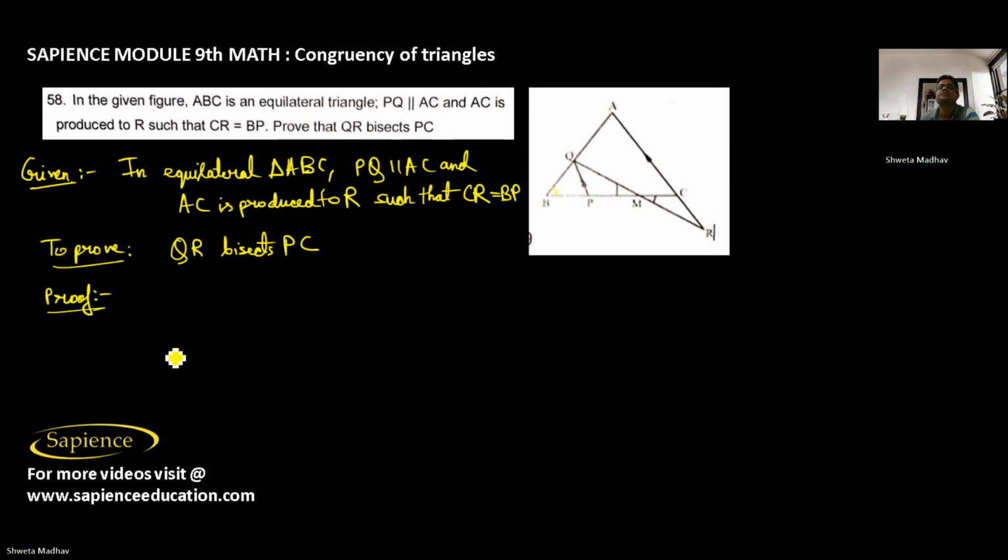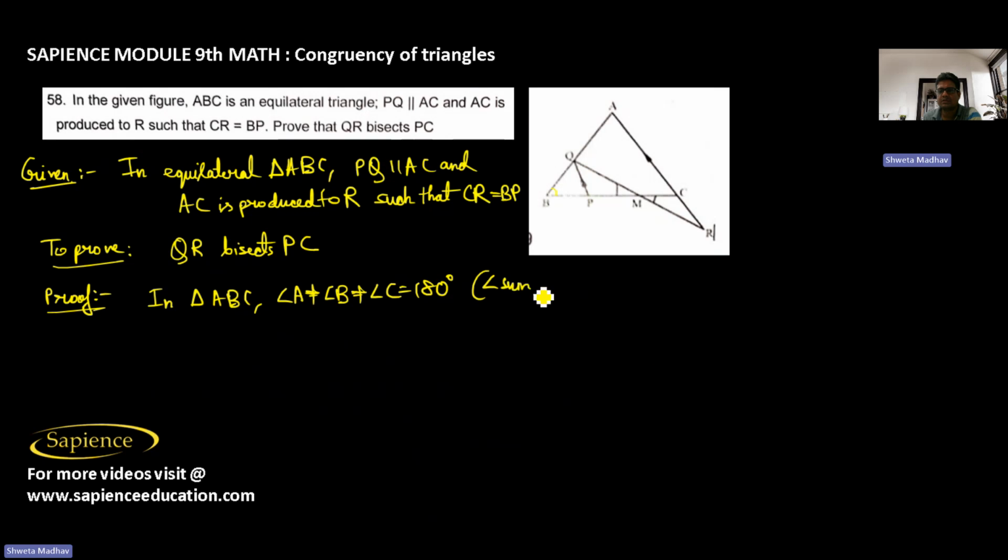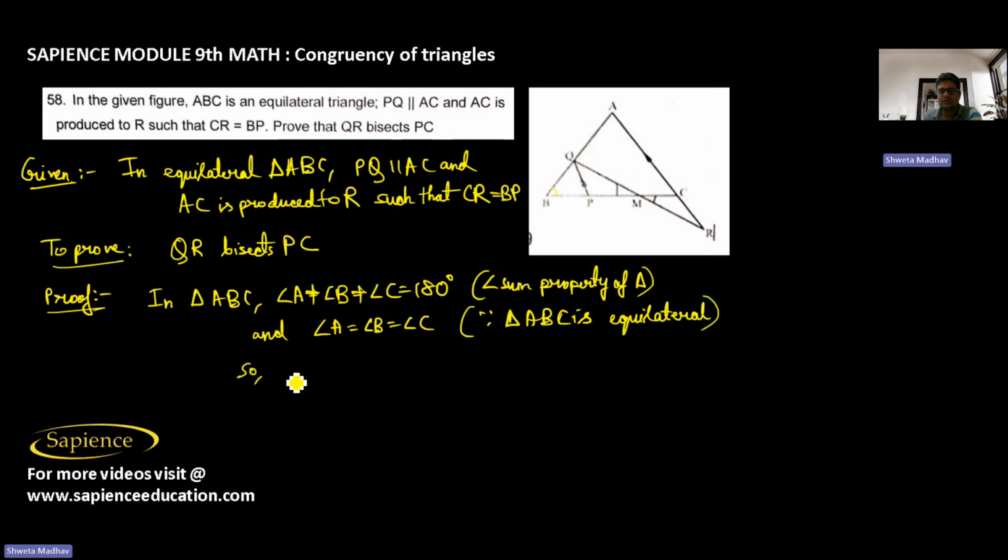Now in triangle ABC, angle A plus angle B plus angle C is equal to 180 degrees, which is the angle sum property of a triangle. And angle A is equal to angle B is equal to angle C, since it is given that triangle ABC is equilateral. Therefore, angle A equals angle B equals angle C equals 180 degrees divided by 3, which is equal to 60 degrees.